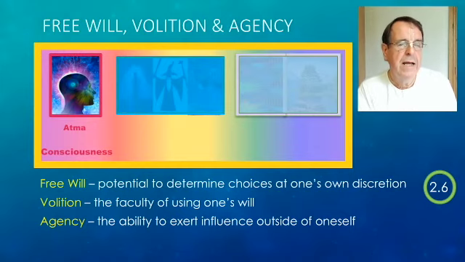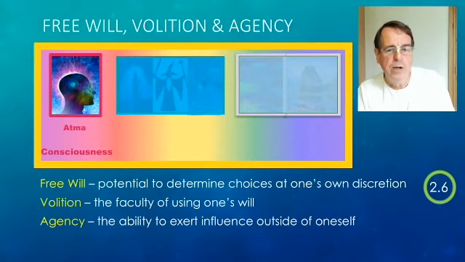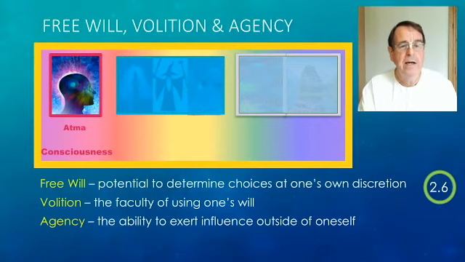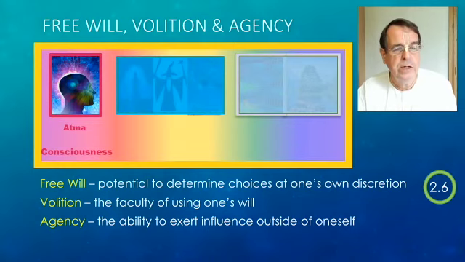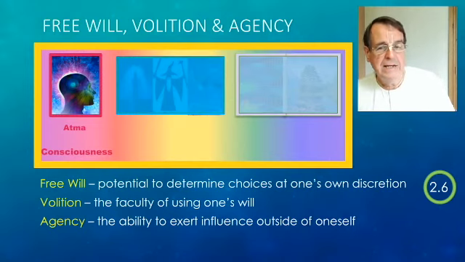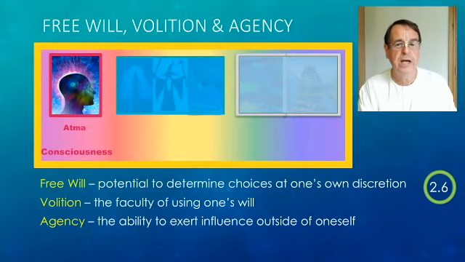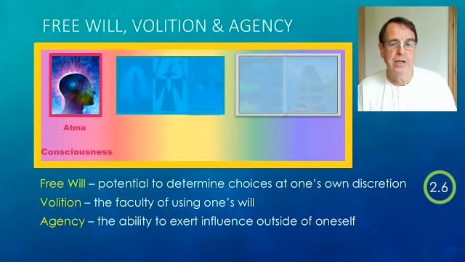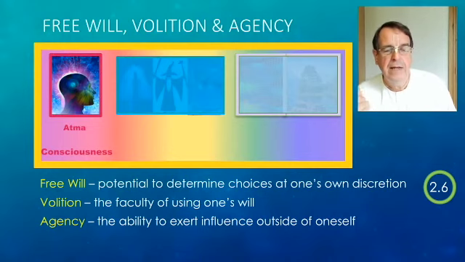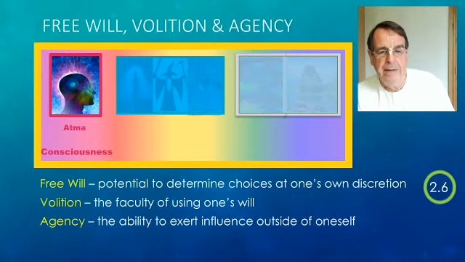So volition is the faculty of using one's will. And when we talk about agency, we're saying that is the ability to exert influence outside of oneself. Now, both volition and agency are needed, really, if free will is to be meaningful in this world. It's not just a question of wanting to change things, but it's a question of being able to exert influence along those lines. So, will is the expression of the inherent agency of the Atma.